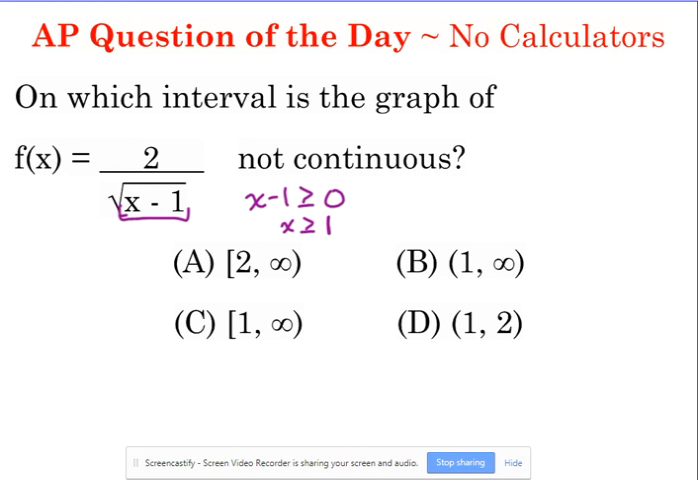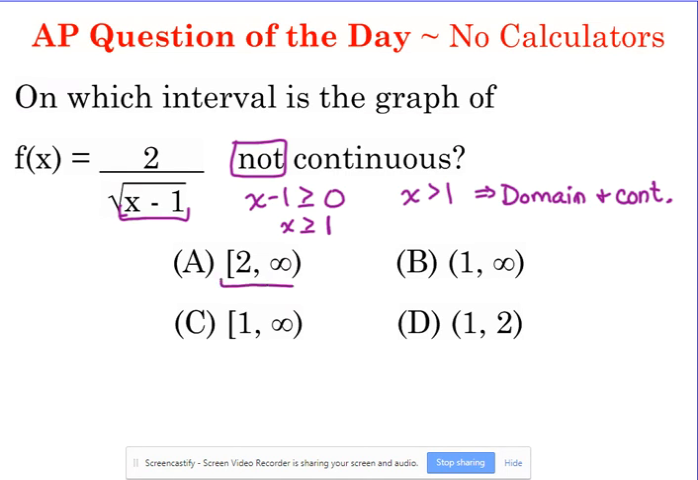Well, then we've got to consider one more thing. It's in the denominator, so it can't actually equal 0. So really we're just looking at x is greater than 1 as our domain. That's where it's defined. That's the domain and continuous. But it's asking where is it not continuous. So let's look at our intervals really quickly.